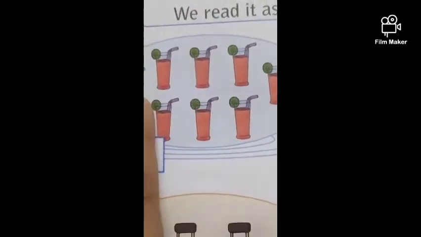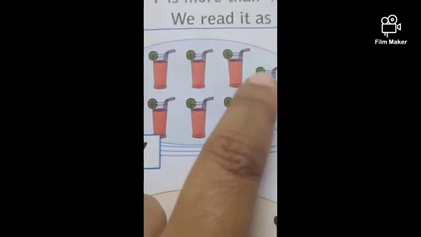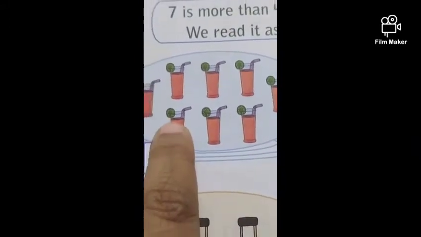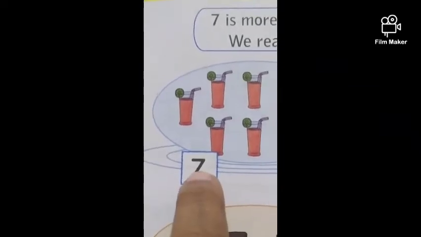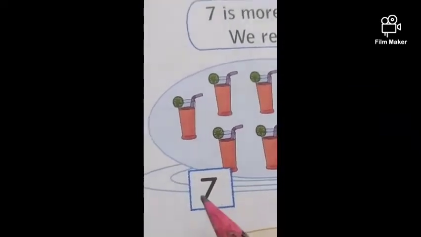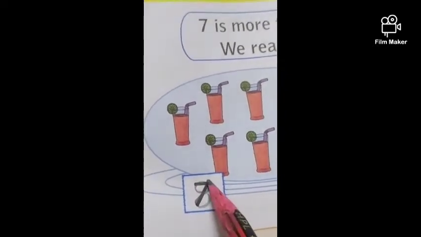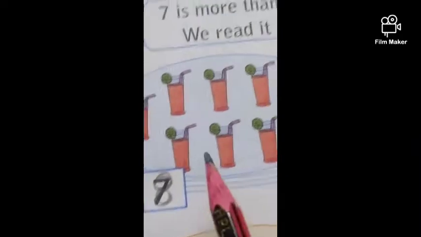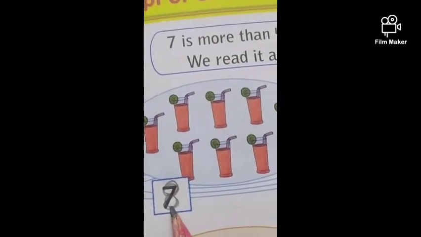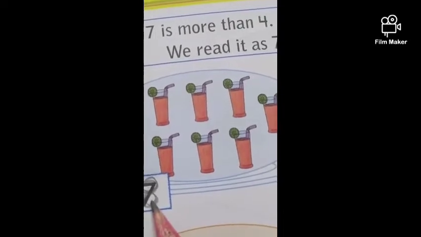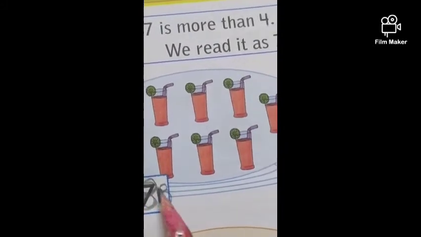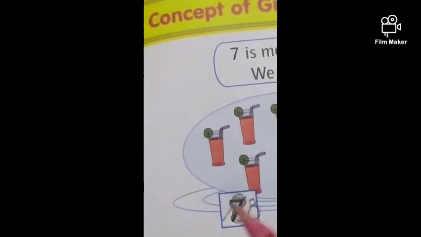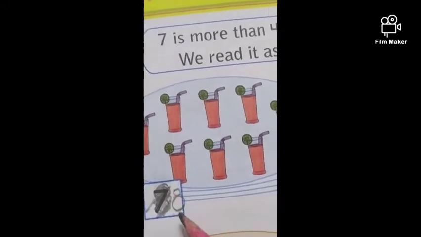Now see the picture. There are juice glasses. How many are there? We are going to count. 1, 2, 3, 4, 5, 6, 7, 8. Here 8 glasses are there, but in this box it is written 7. So this is wrong. So we have to correct it and make this 8. The author has written 7 wrong. You can do overwriting, or you can cut that and write 8 here. Okay, just do it like this.